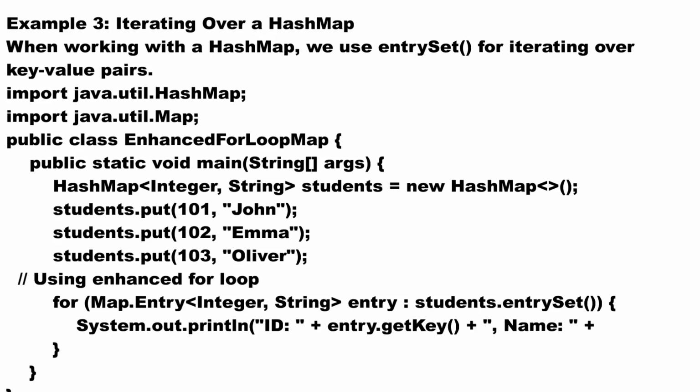The next one we are going to look into is the third example, which is iterating over a HashMap. When working with a HashMap, we use entrySet, open bracket, close bracket, for iterating over key-value pairs. Let's look at the example.